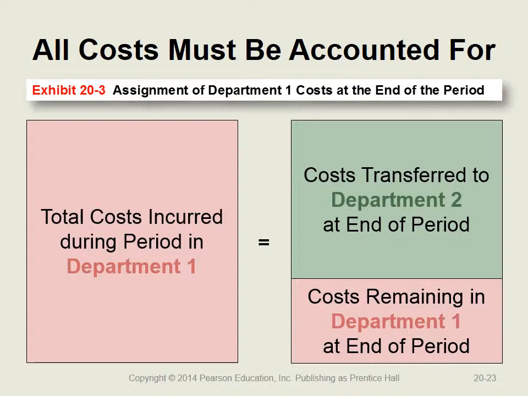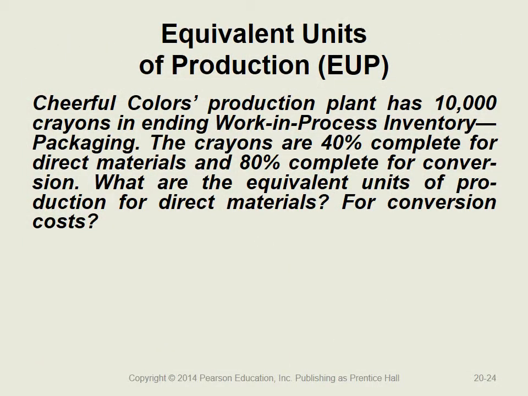We use the concept of equivalent units of production. Equivalent units of production allows businesses to measure the amounts of materials added to or work done on a partially finished group of units during a period to express it in terms of fully complete units of output. Let's see how this is done by looking at Cheerful Colors as an example.